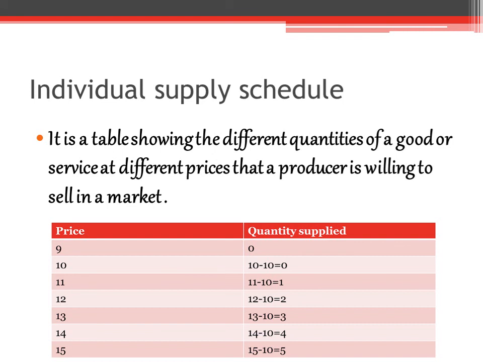The last topic is individual supply schedule. It is a table showing different quantities of a good or service at different prices that the producer is willing to sell in a market.